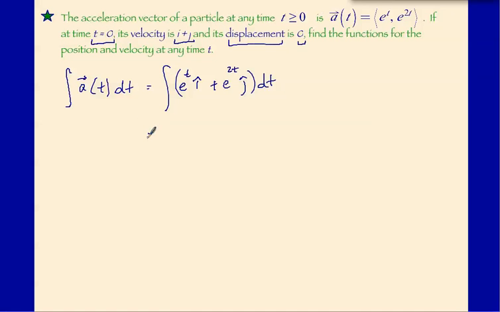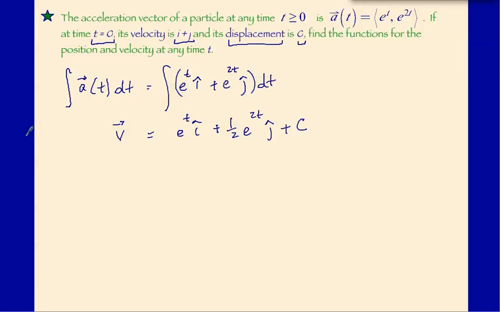Now integrating this gives me e to the t, again the unit vector i, plus, and since this is e to the 2t, I would have needed a t, which means 1/2 on the outside, 1/2 e to the 2t j hat plus c. Now this is v. Okay, this is my velocity vector. Now to solve for c, I'm going to use the initial condition which said that when t is equal to 0, so I'll put 0 in for both of those t's, my velocity was i plus j.